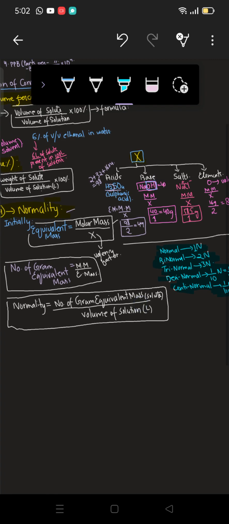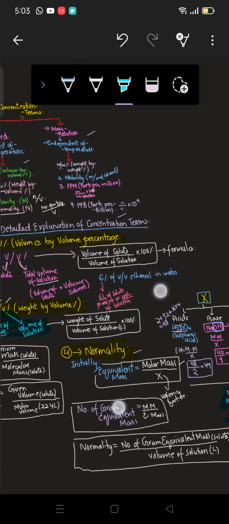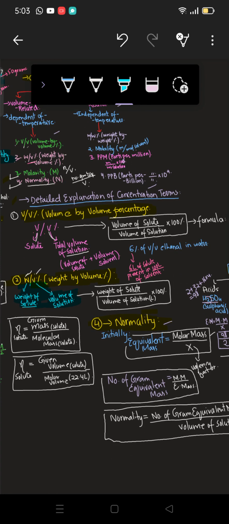Okay, so in today's video we discussed normality in great detail. We discussed 3 very important formulas: the equivalent mass, which is equal to molar mass by X, where X is the valency factor, defined for all 4 of the terms: acids, bases, salts and elements, right? Then we discussed the number of gram equivalent mass, which is equal to molar mass by equivalent mass. Then we discussed normality. Normality is equal to the number of gram equivalent mass of the solute per unit volume of solution in liter. In the next video we will start the concentration terms related to mass, since we have now completed the concentration terms related to volume.